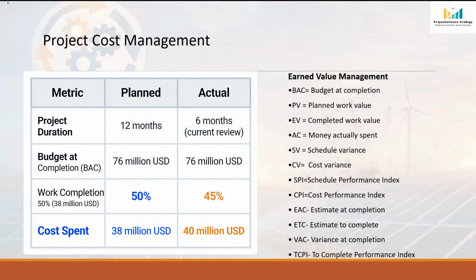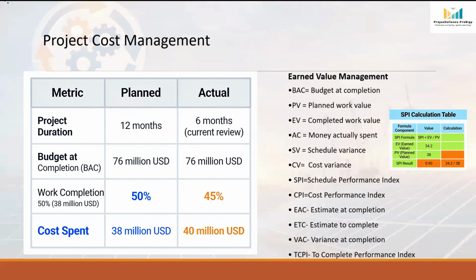SPI, Schedule Performance Index. Instead of measuring the difference, PMI also measures efficiency using an index, which is called the Schedule Performance Index or SPI. The formula is SPI equals EV divided by PV. If we substitute our project values here, 34.2 divided by 38 gives us 0.90. An SPI of 1 means the project is exactly on schedule. Greater than 1 means ahead of schedule. And less than 1 means behind schedule. Since our SPI is 0.90, the project is progressing at only 90% of the planned rate.